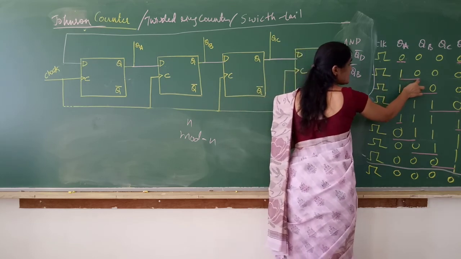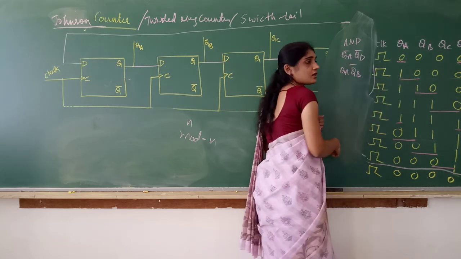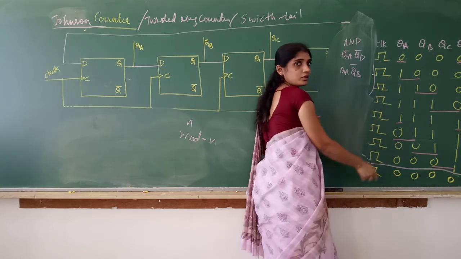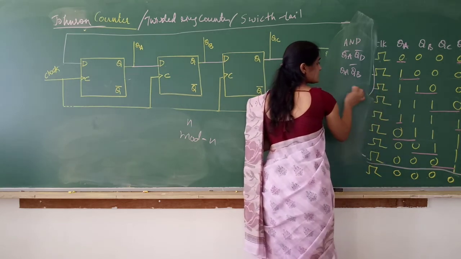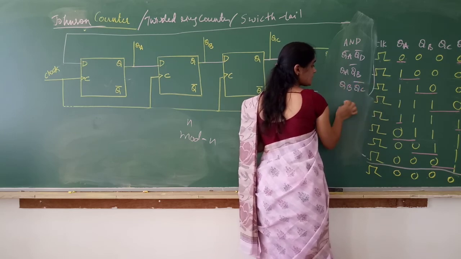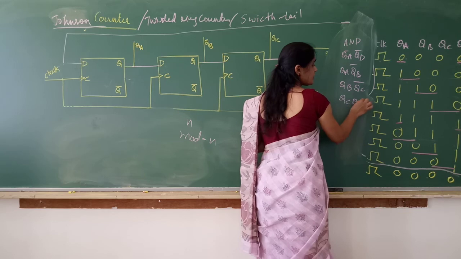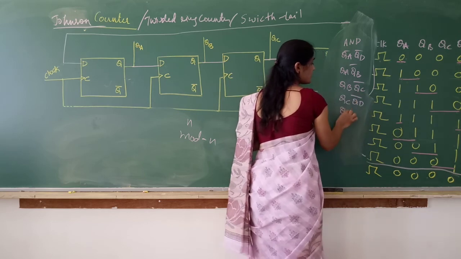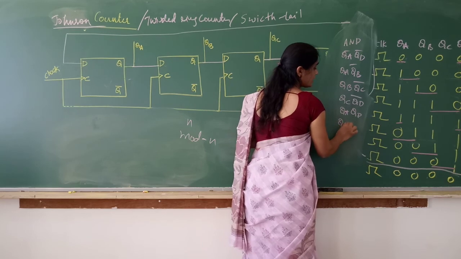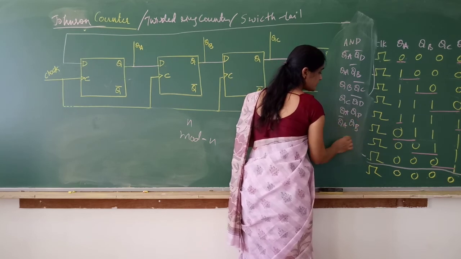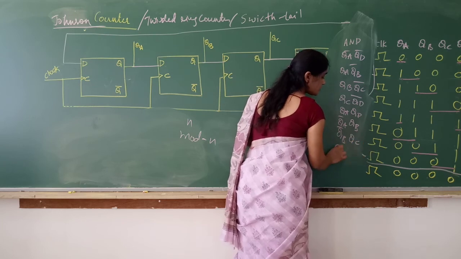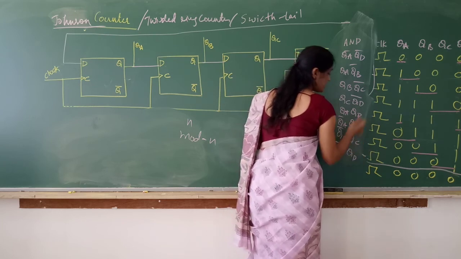Unique means what? QA is 1, QB is 0 only for this sequence. Will we get QA as 1, QB as 0 for any other sequence? No. This is going to be the unique pair. Similarly here, QB, QC bar. Similarly here, QC, QD bar. Here it is QA, QD. Here it is QA bar, QB. Here it is QB bar, QC. Here it is QC bar, QD.